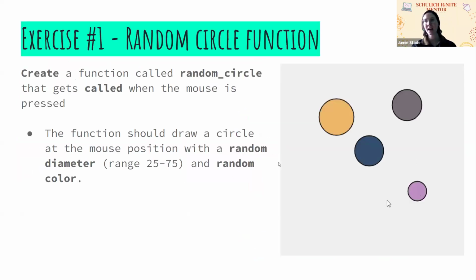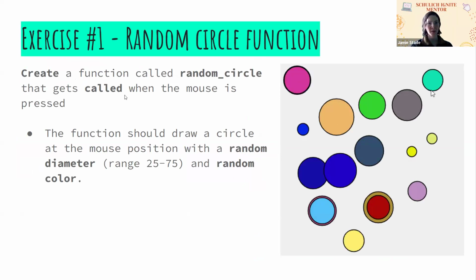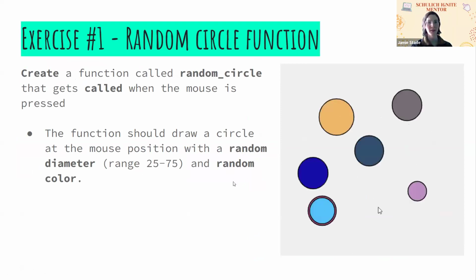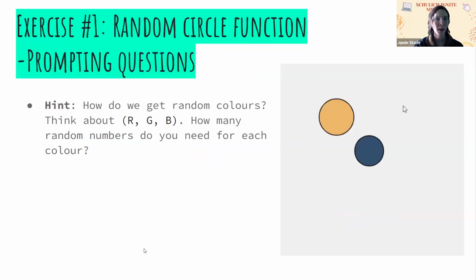Okay, let's look at an exercise where we'll create a function. Here we want to create a function called random circle that gets called when the mouse is pressed. The function should draw a circle at the mouse position with a random diameter within this range and a random color. Let's look at some things we might need to use to do this.